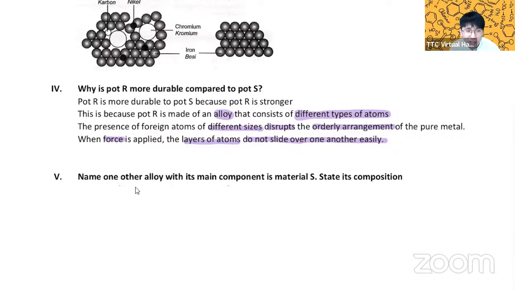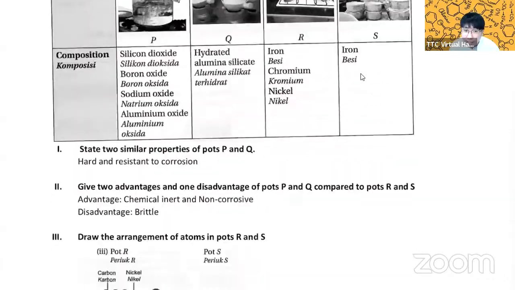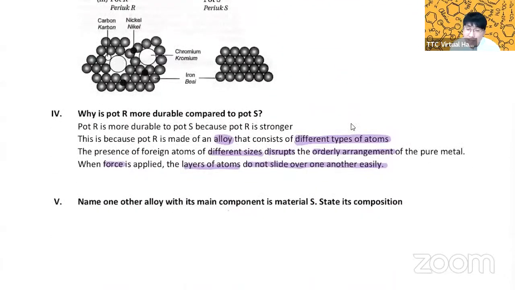Okay, so name one other alloy with its main component being material S. What's material S? It's iron. So guys, that's your bit. What alloy basically has iron as the main component? And state its composition, meaning you give me the name of the alloy and also what is inside the alloy. I guarantee you, I think 80% here cannot do it, because you all always don't want to memorize what is inside all the alloy stuff.